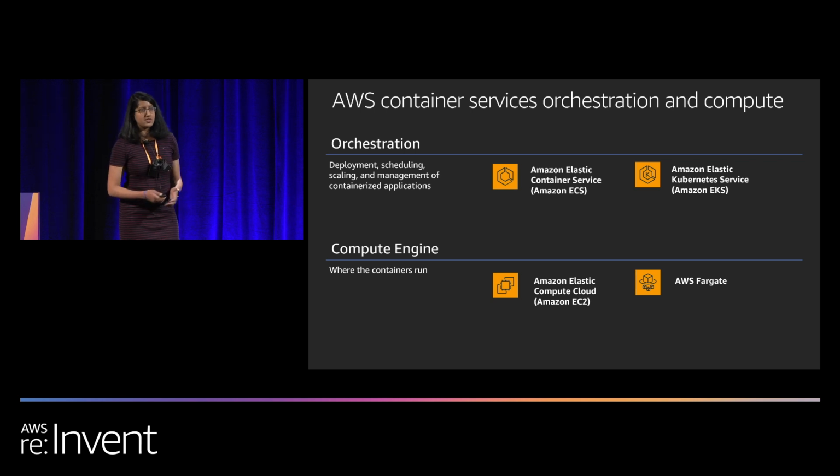So just to summarize, when you are deciding to run your container apps on AWS, you pick your control plane, which is either ECS or EKS, and then pick your compute options to run your containers, which is EC2, self-managed, or serverless, which is Fargate.